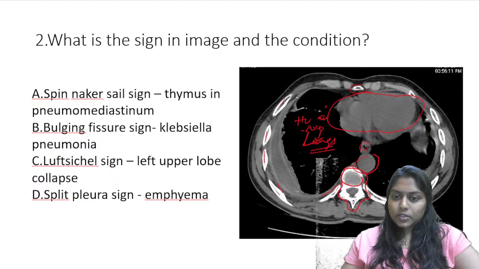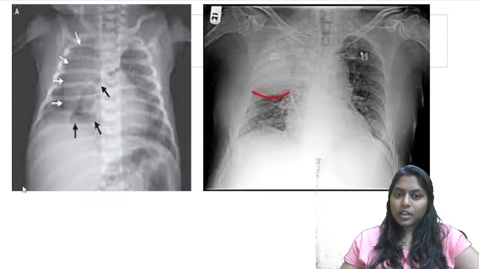So here we are able to see there is a small collection which is lined by two walls. That is, this is the visceral pleura and this is the parietal pleura, and there is a fluid attenuation, almost of the water HU, that is, HU of the water is 0. That is there in between the two layers of the pleura. So this is the split pleura sign, empyema.